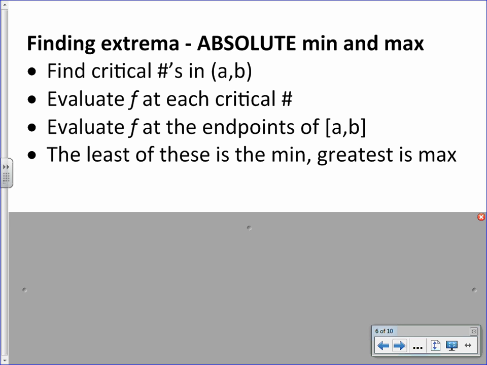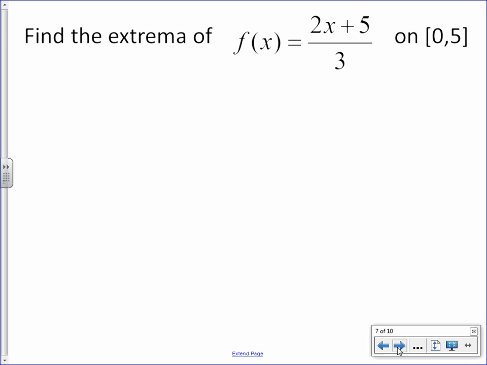Okay, so it looks like I have 3 examples to go through. Let's look at the first one. I want the extrema of f of x equals (2x plus 5) over 3 on the closed interval 0 to 5. Now, please recognize that this can be rewritten as 2/3 x plus 5/3.